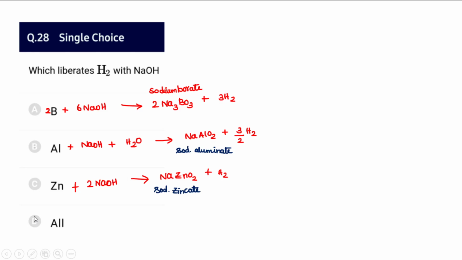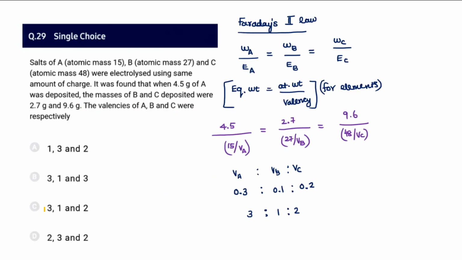28, which liberates hydrogen? Boron, aluminium, and zinc, all three liberate hydrogen, and they form sodium zincate, aluminate, and sodium borate, with a negative anion, and the reaction is also given for your supportive data. So option D seems to be the correct answer.